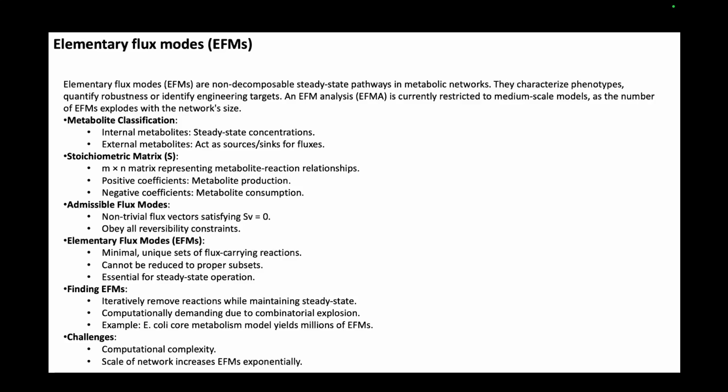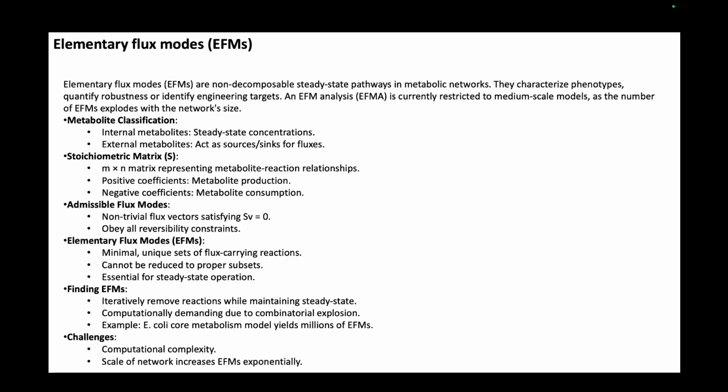Then you calculate the stoichiometric matrix, which is an n cross n matrix representing the metabolite reaction relationship, positive coefficients meaning metabolite is getting produced. Negative coefficients mean metabolite is getting consumed. So for non-trivial flux vectors, S dot v is equal to zero. So basically, under steady state condition, S dot v equal to zero is a condition that is getting followed.